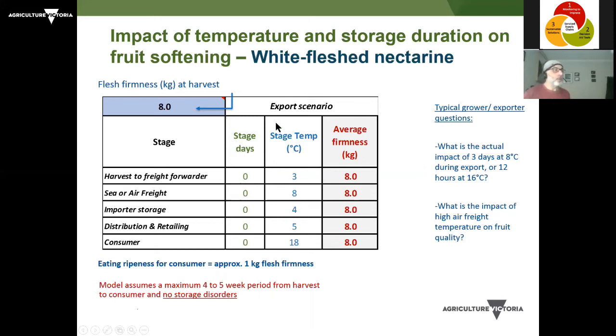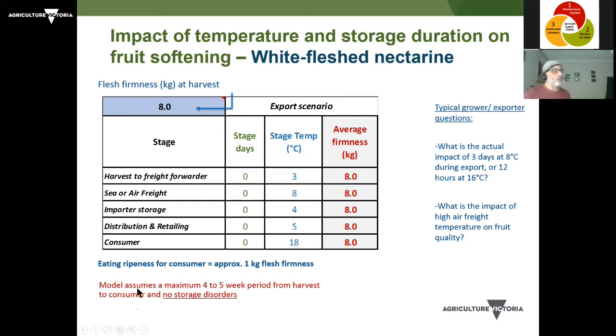So if I double click to run it, before I do, you can actually set the flesh firmness at harvest of your fruit. At the moment it's 8 kilos. I'm going to leave it there, but you can change that to 7 or 6 kilos depending on the cultivar. And that will be your starting point for firmness as you run the calculator.